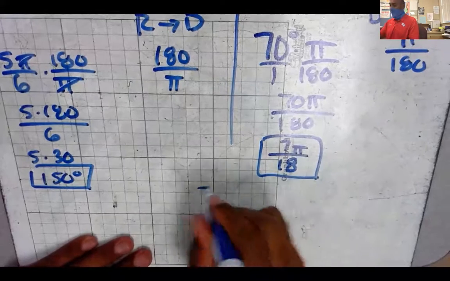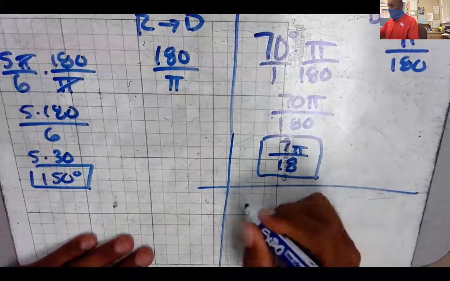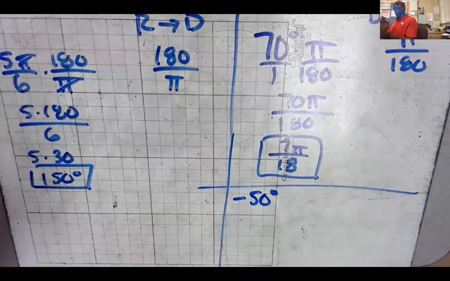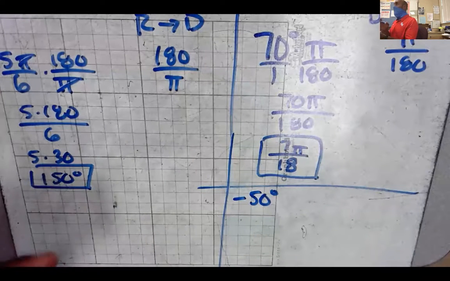Now, if I have, let's say it's negative now. Let's say I start with negative 50. And it's asking me to put it in positive first, right? Well, I got to convert that to a positive angle. So what do I do to negative 50 to convert it?